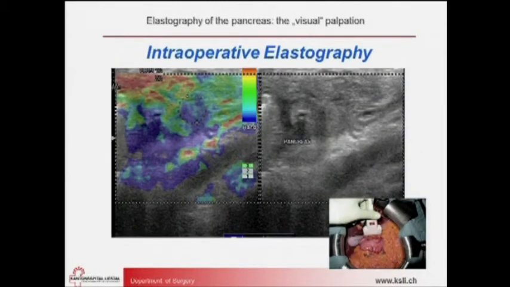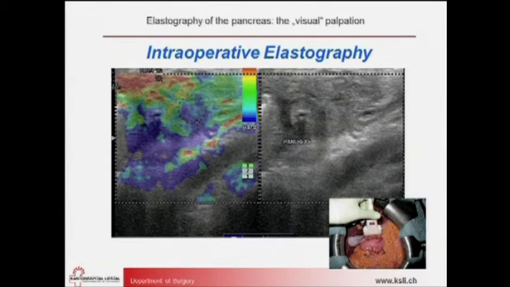Now, this is the intraoperative elastography of this patient. You see on the left-hand side the elastogram, blue-colored. In the circle, you can see up there, there was a reproducible blue spot that you saw in every motion, in every picture we did. The other blue-colored region was just seen once or twice.